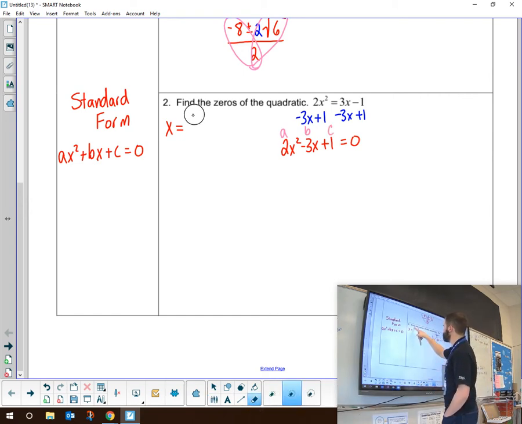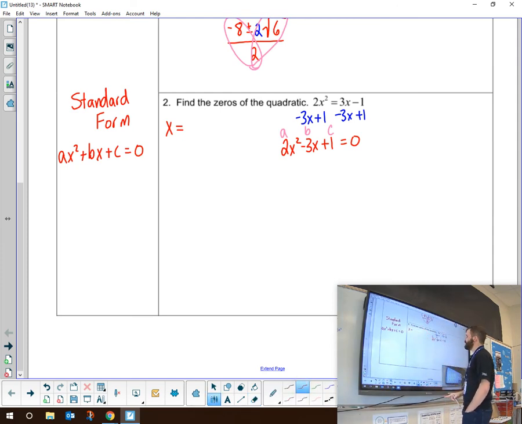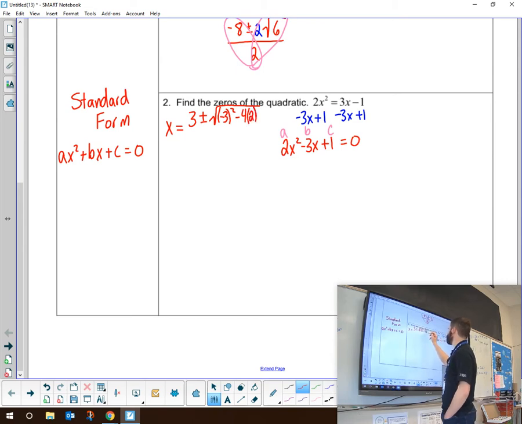Okay, so opposite b is going to be 3. Because my normal b is negative 3, opposite b is going to be positive 3. So we're going to go opposite b plus or minus the square root of b squared, so negative 3 squared. Don't forget the negative, and if you're squaring a negative, do not forget the parentheses. Okay, negative 3 squared minus 4ac, so 4 times 2 times c is 1. Okay, all over 2a, and a is 2, so 2 times 2.